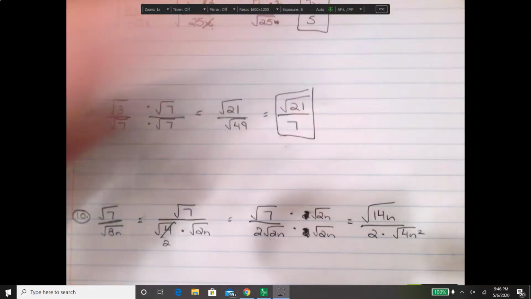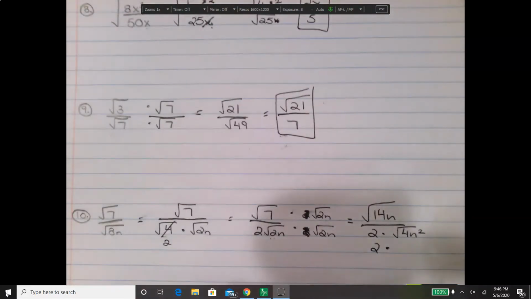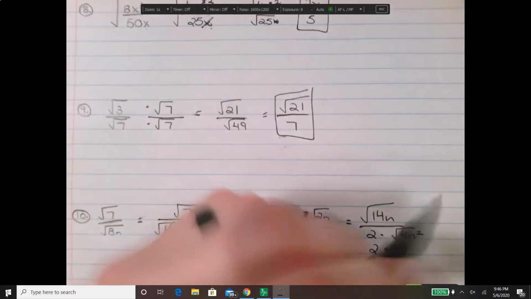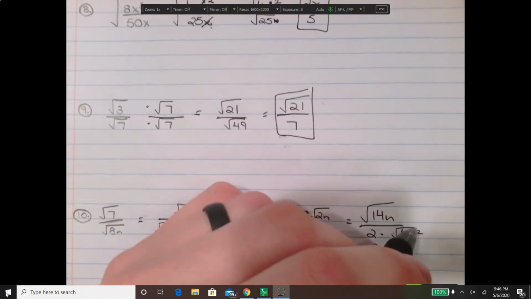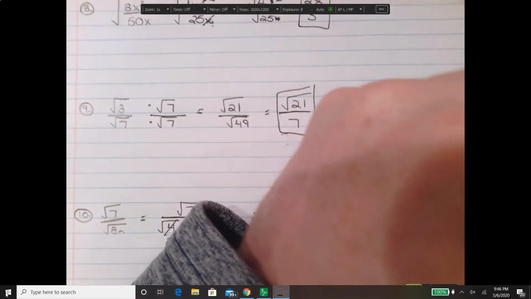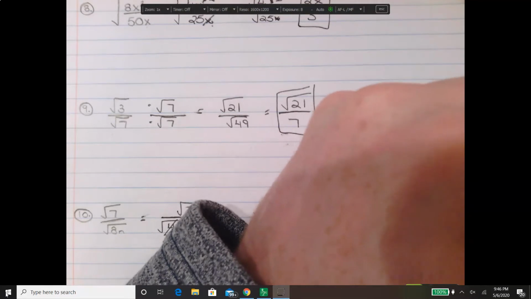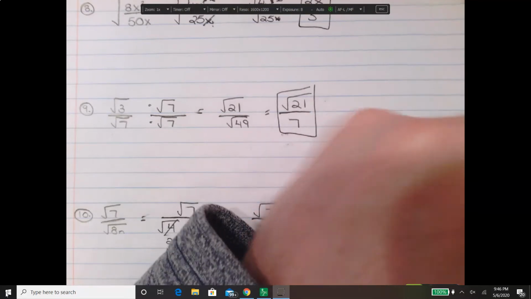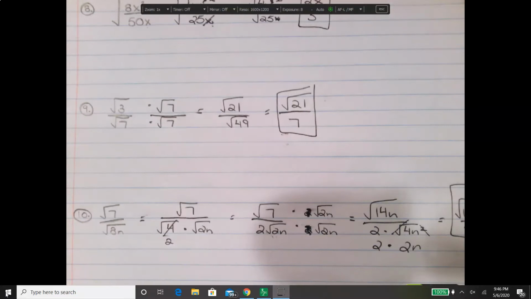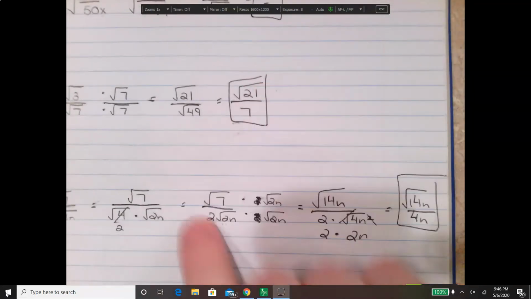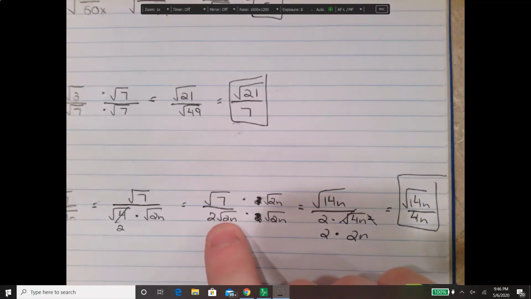My denominator, however, 2 times radical 4n squared, I can simplify. Radical 4 is going to turn into 2. The radical and the square symbol cancel, so I'm left with just n. So my final answer on this one is going to turn into radical 14n over 4n. And there you have it. Radical 14n divided by 4n. So again, you're just multiplying by that radical.